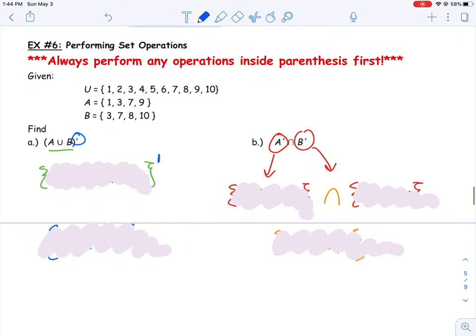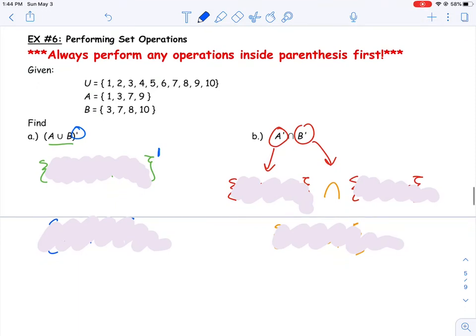Let me show you. In example 6, it gives you the universal set, which looks like it has the elements 1 through 10. It gives you set A, which is 1, 3, 7, and 9, and it gives us set B, 3, 7, 8, and 10. So on this particular example, they list it out in roster method instead of giving us a picture. So let's try it, do it this way.